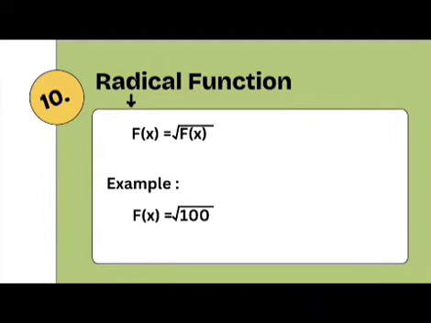Let's have our final type of function, the radical function, where f(x) is equal to the square root of f(x). For example, f(x) is equal to the square root of 100.